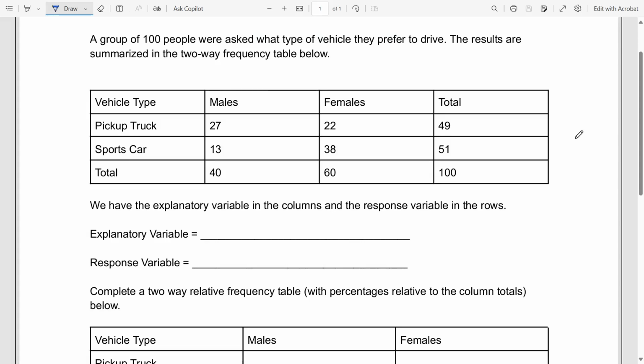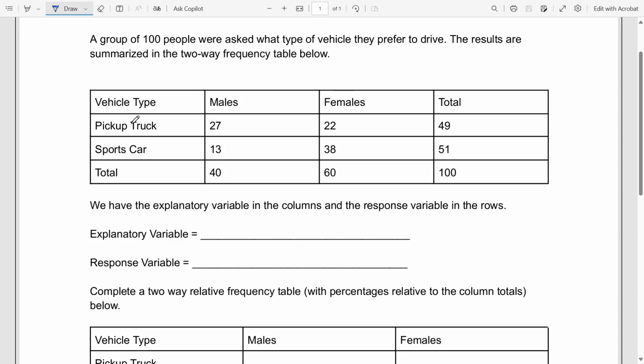In this video, we are going to look at associations between categorical variables. Let's look at an example here. So we have a group of 100 people who were asked what type of vehicle they prefer to drive. The results were then summarized in this two-way frequency table that we have right here.